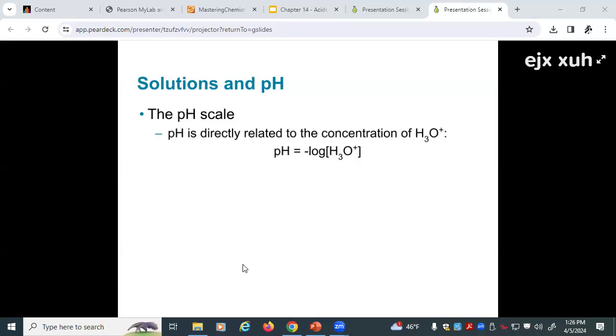So if we know the concentration of hydronium, we can figure out the pH. Sounds easy enough. But obviously there are going to be some problems, because how do we know that value in the first place? And what if we're dealing with a base that has a whole bunch of hydroxide in it? How do I know the concentration of the hydronium?